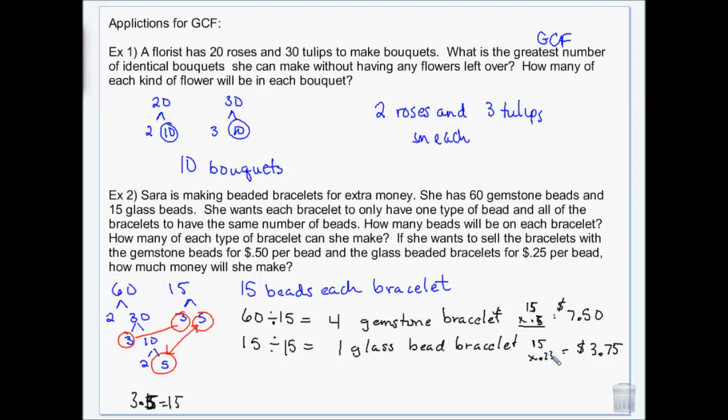And then 15 times 0.25 gives me $3.75 for the glass bracelets. And if you wanted to find out how much money she'll make, sorry, we didn't finish it. I have to do $7.50 times 4, because that's how much she's going to make on the gemstone bracelets, right? Yeah. And I'm guessing plus the 3.75. So 30 plus 3.75. So she's going to make $33.75. Not bad. I kind of skipped a step.